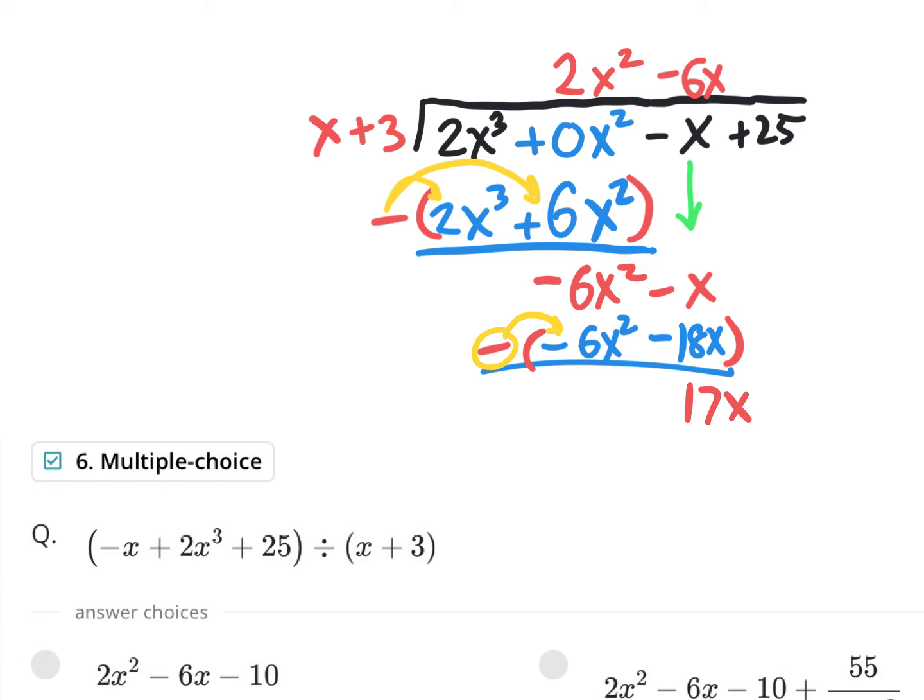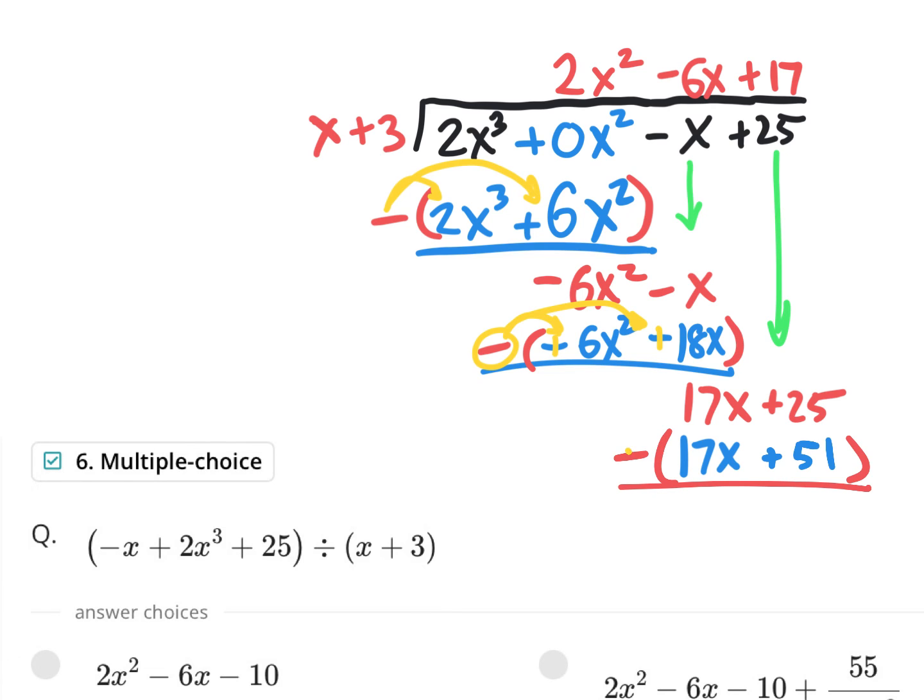Again, this minus sign changes that to a plus, changes that to a plus, and we end up with a positive 17x. Last but not least, drop down the 25. So it's going to be a plus 25. Finally, again, x times what will get us this 17x? Well, obviously, it's going to be a positive 17. And again, distributing 17 times 3, or you could even go backwards. 17 times x is that 17x that we wanted. And 17 times 3, 10 times 3 is 30, 7 times 3 is 21, so that's 51. So we get a positive 51. Now again, remember that we are subtracting.